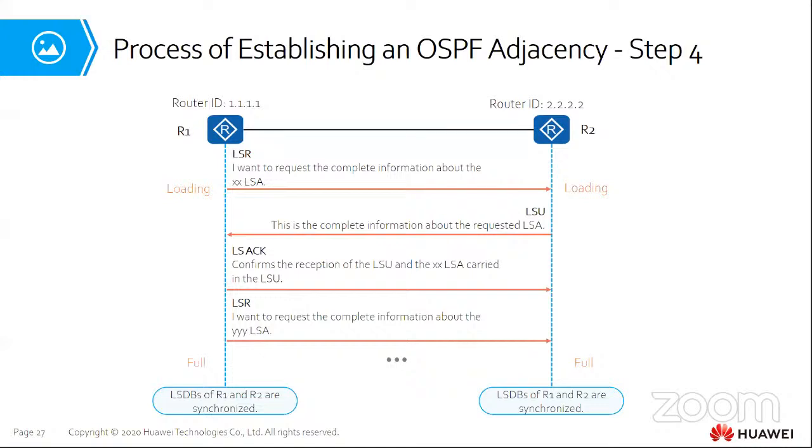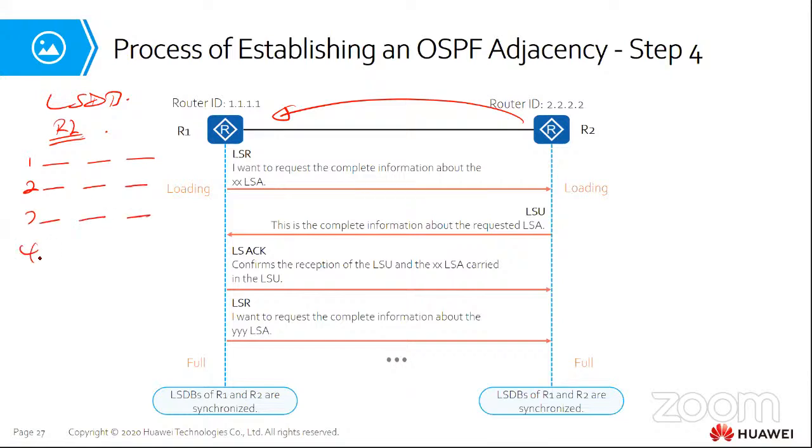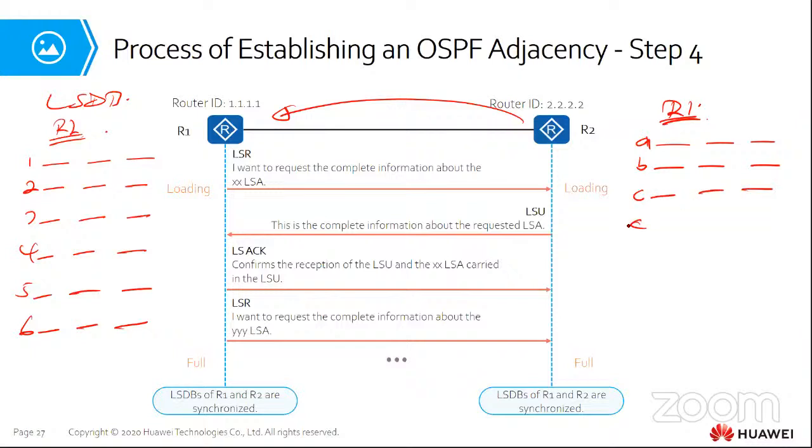In step 4, after getting the summary of router 2's link state database, router 2 says, I have link 1, this and this and this. I have link 2, link 3, link 4, link 5, link 6, each with its details. And on this side, we have got the link state database summary of router 1. It says I have link A, this and this and this. I have link B, link C, and link D, each with its details.